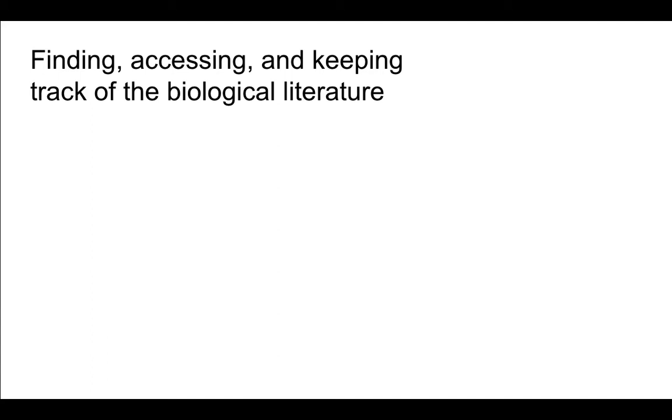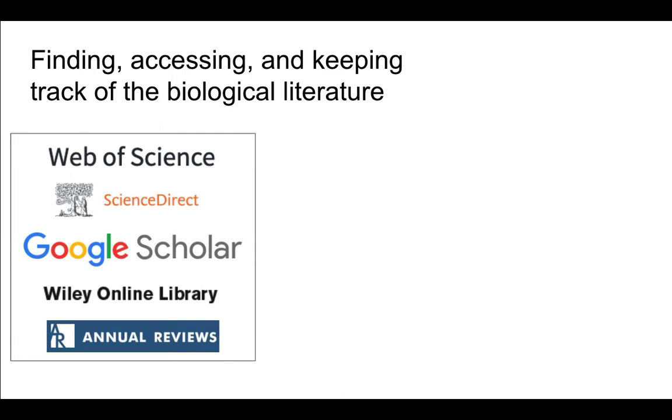So how do you actually get to those primary studies in those journals? The library subscribes to a number of databases that have access to those journals and can be used to look up particular topics and to find the primary and secondary research about those topics. So there's a listing of a few. All of these are linked from the library research guide for biology. It includes Web of Science, Science Direct, Google Scholar, Wiley Online Library, and a publisher called Annual Reviews.